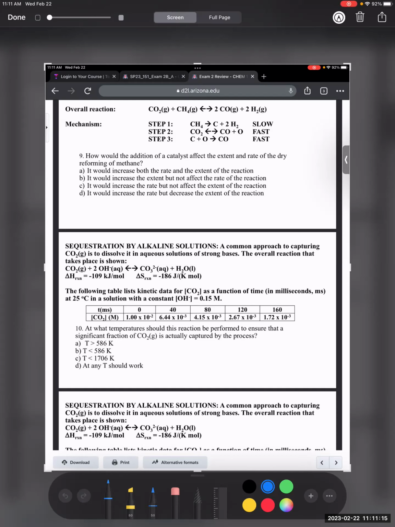Adding a catalyst will lower the activation energy barrier by providing a path with a lower activation energy barrier. And as a result of that, the rate constant increases. And therefore, the speed of the reaction or the rate of the reaction increases. Extent is not affected. So it would increase the rate, but not affect the extent of the reaction. So we should go with that.